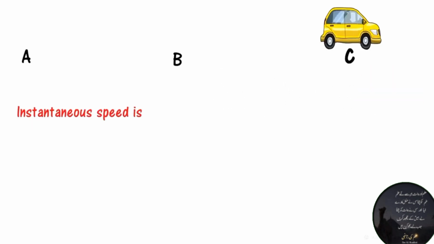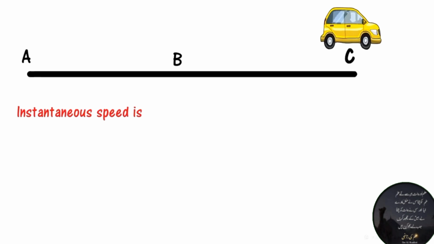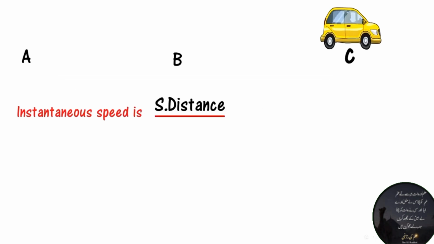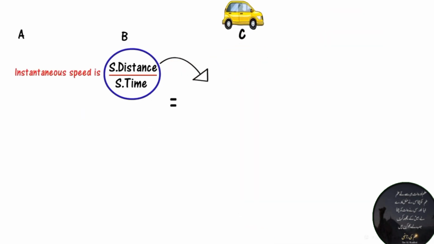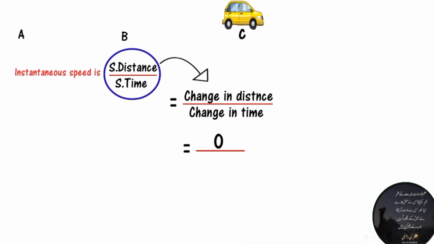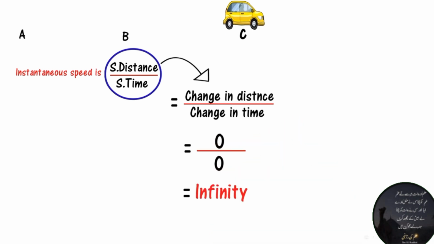Now instantaneous speed is defined as shorter distance divided by shorter time. Or we can also say instantaneous speed is defined as a very small change in distance divided by a very small change in time. Now to take a very small change in distance and a very small change in time, we approach 0. So I say 0 divided by 0. Now it goes to infinity.